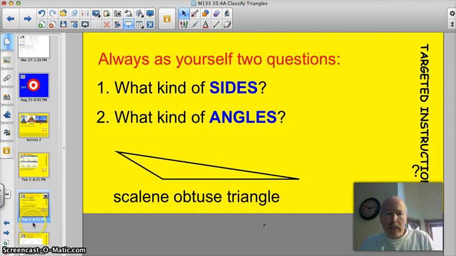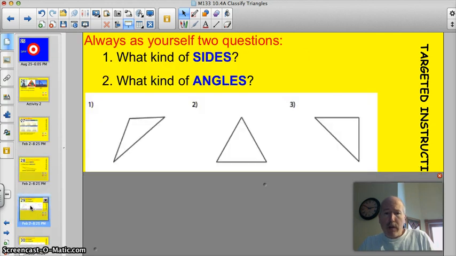Let's have you try a quick 12. Take a look at triangle number 1, 2, and 3. See if you can figure out what they are.